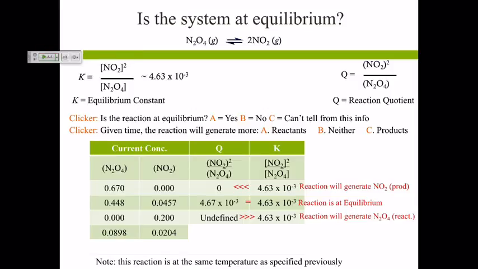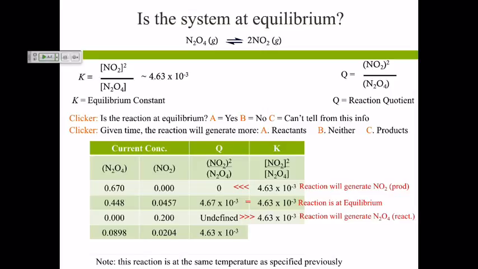So Miata, did you find Q? What did you find for Q? 4.63 times 10 to the negative third. But those are different concentrations that we had up here. How's that possible? How can this be the same K as this? I mean, it's a constant. It's a constant. So what does that tell us?